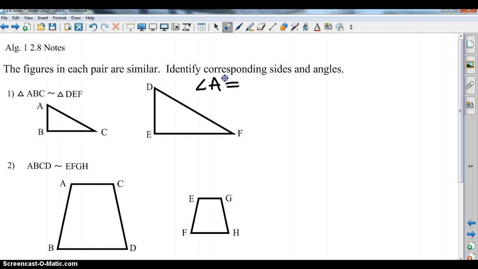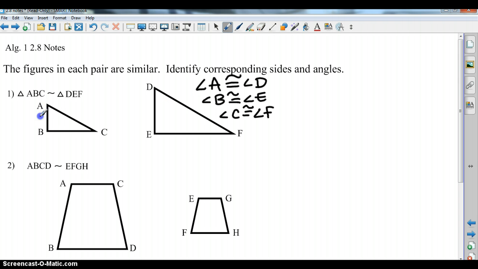If you see the symbol on the first page, congruent means no matter what, this angle is going to be the same as this angle. So it's angle D. We're going to do the same for angle B, which corresponds with angle E. And then the last one, angle C, is congruent to angle F. So we did all the angles now, and then now we need to do the sides.